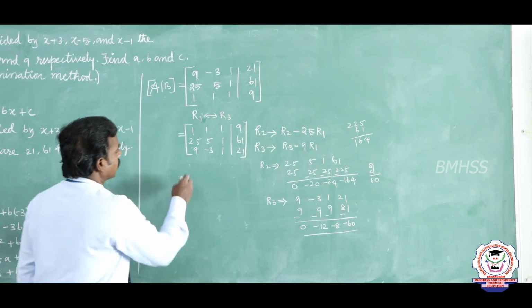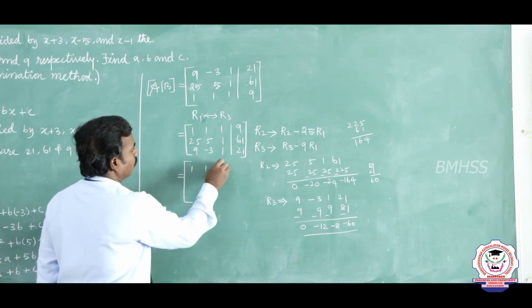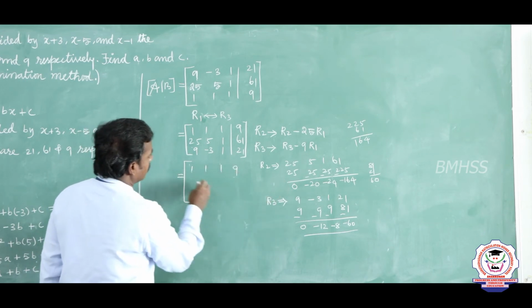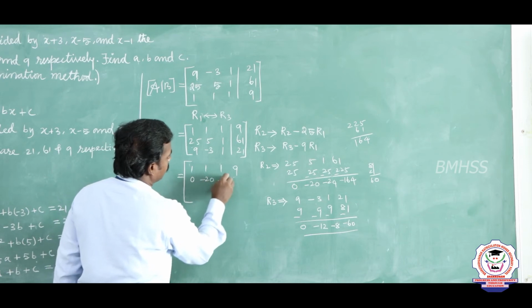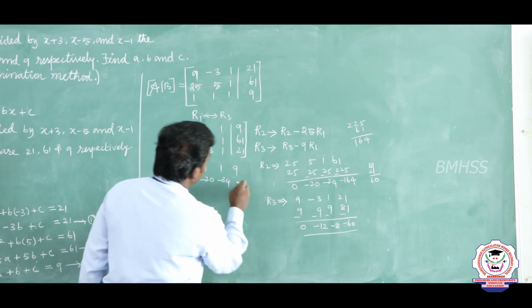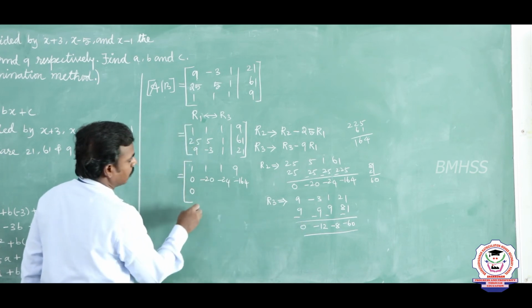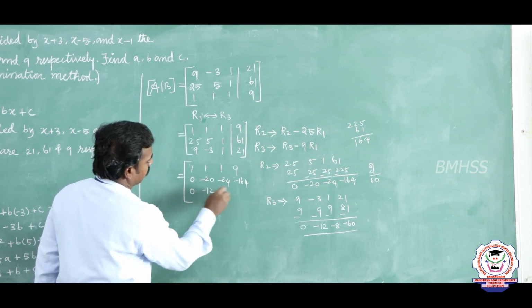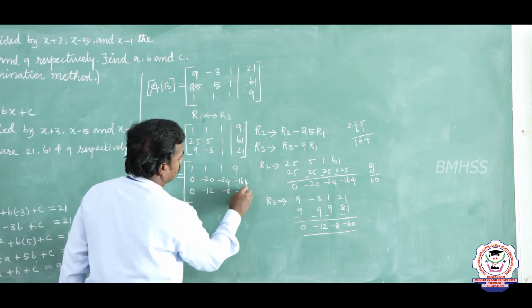Now I am going to write the changes. Listen, in the first row there is no changes, 1, 1, 1, 9. The second row changes, 0, minus 20, minus 24, and minus 164. The third row changes, 0, minus 12, and minus 8, minus 60.